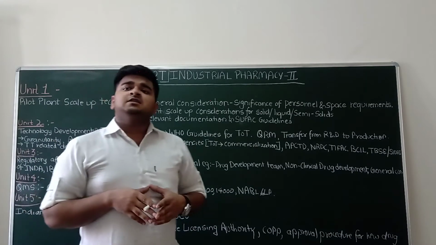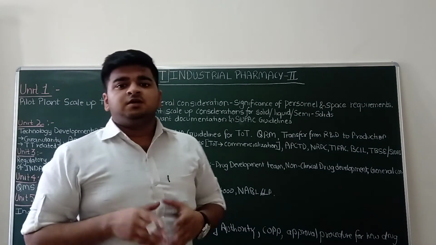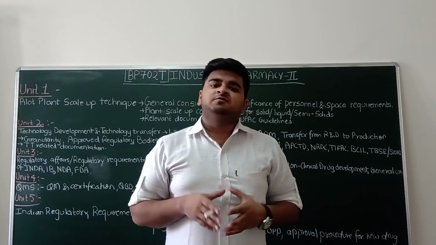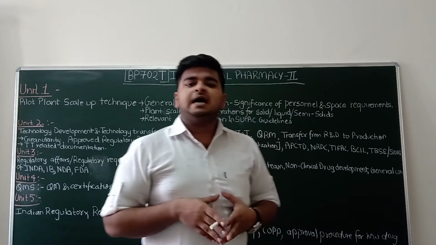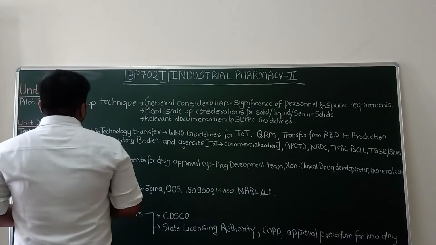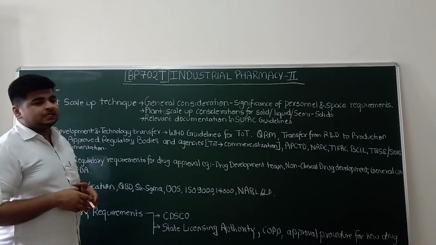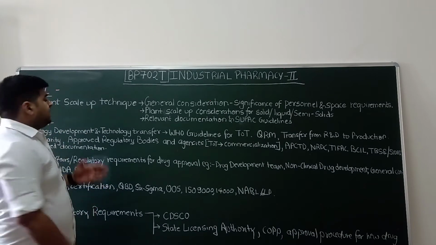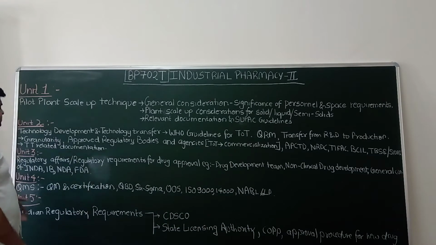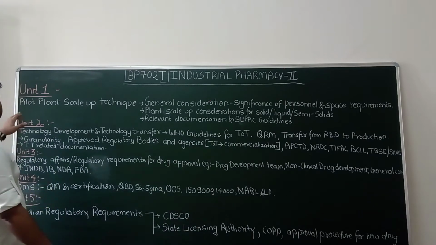Before starting the lectures on Industrial Pharmacy 2, we will be discussing the syllabus, what we are going to study in IP2. According to the CKTU, your code is PP702T, Industrial Pharmacy 2. Under this, you are going to study 5 units.